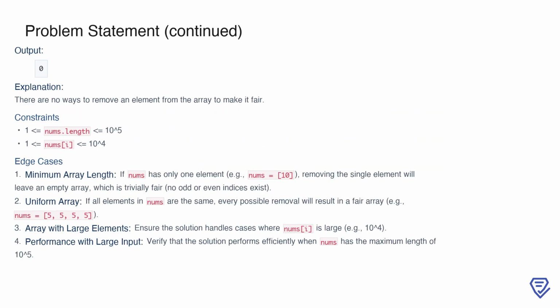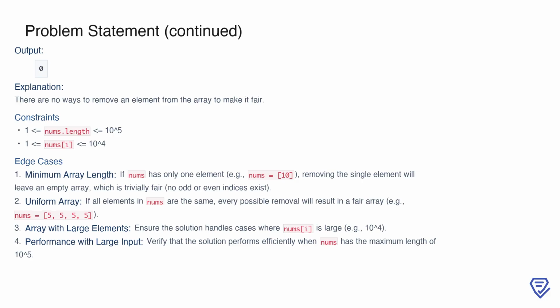Finally, for the third example, the input array is 1, 2, 3. Here, when we remove any of the 3 elements, the resulting arrays do not satisfy the condition of having equal sums at even and odd indices. Therefore, there are no ways to make this array fair, and the output is 0.